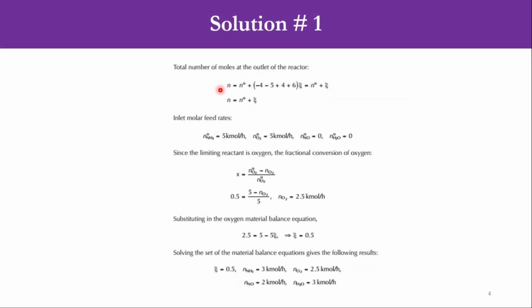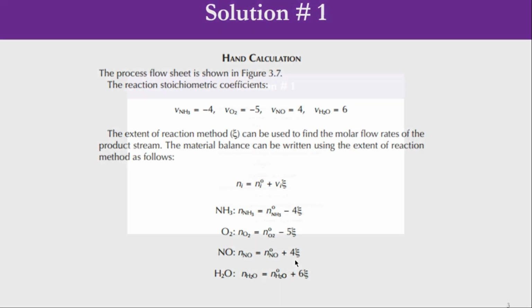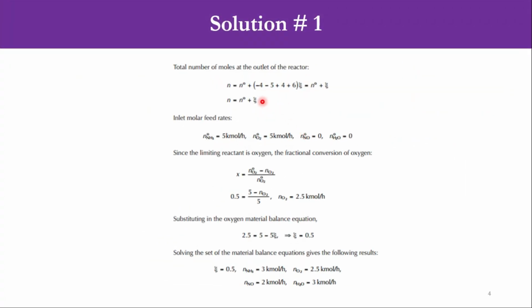Now the total number of moles at the outlet of the reactor can be calculated. Obviously we will sum all these: -4, -5, +4, +6 to get the final expression as N is equal to N naught plus the extent of reaction. So now the inlet molar feed flow rate for ammonia is 5 kmol per hour. For oxygen, it is 5 kmol per hour. NO is 0 and water is also 0 at the initial conditions.